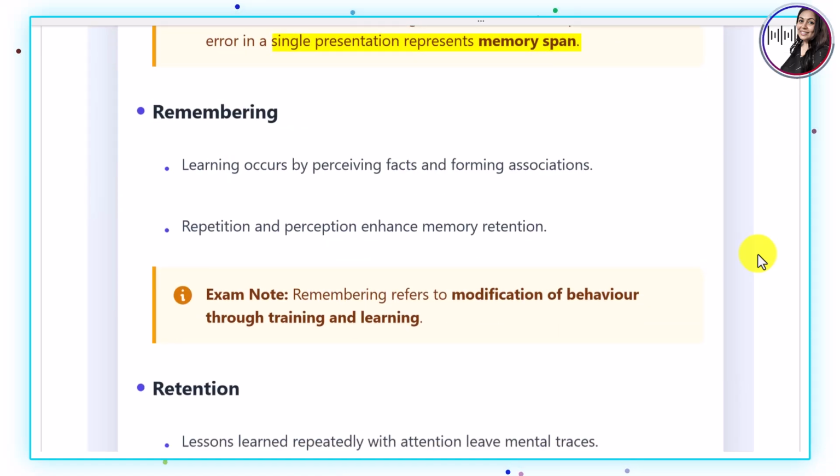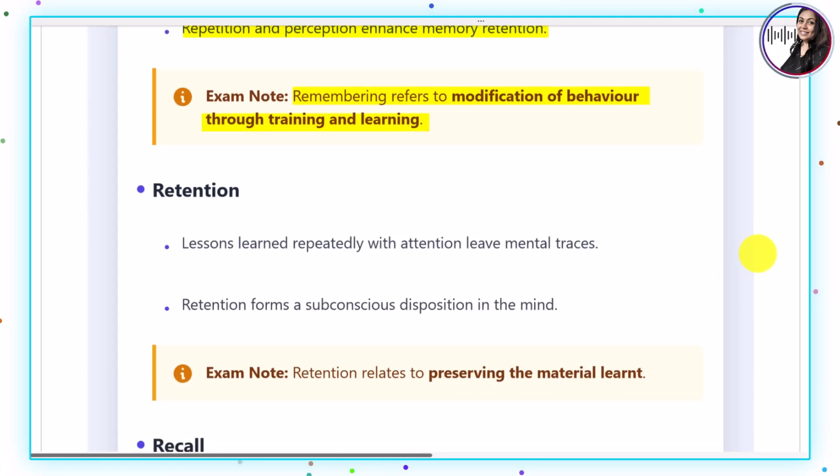To understand how memory works, we first look at remembering. Remembering begins with learning, which occurs when we perceive facts and form associations between ideas. Perception and repetition play a key role here, as repeated exposure strengthens memory retention. Remembering is not just about storing information. It actually refers to the modification of behavior through training and learning, a definition that has been directly tested in exams. Whenever learning changes how we act or respond, remembering has taken place.